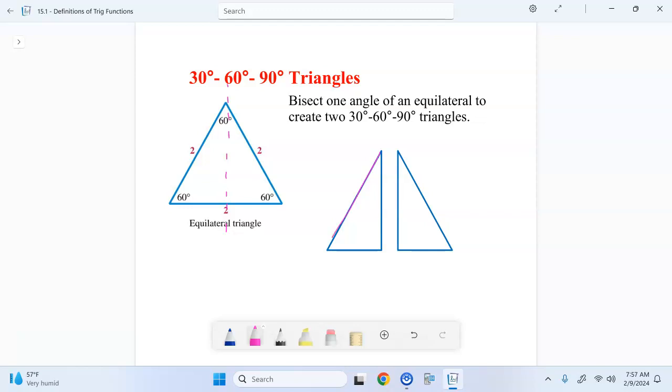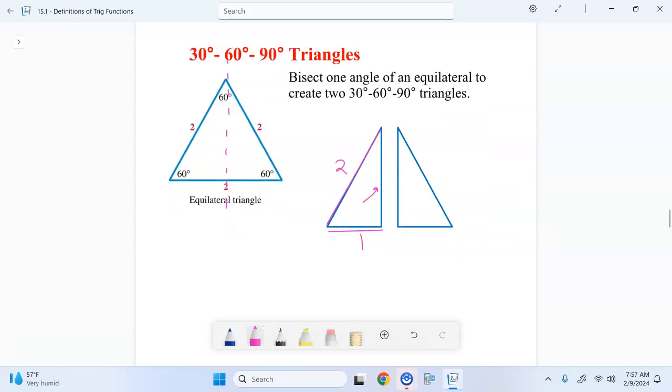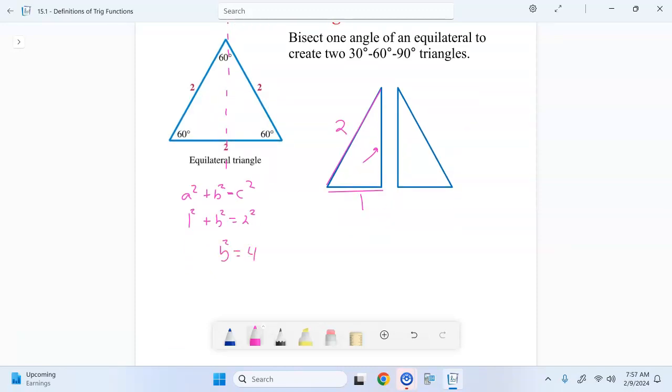What's the length of this side right here? What can I do to find the length of that side right there? So let's find that side. A squared plus b squared equals c squared. 1 squared plus b squared equals 2 squared. So our side is the square root of 3. And the other triangle will be identical to that, just the other side.